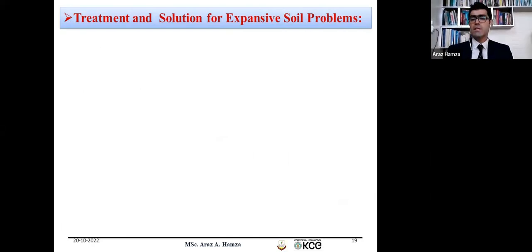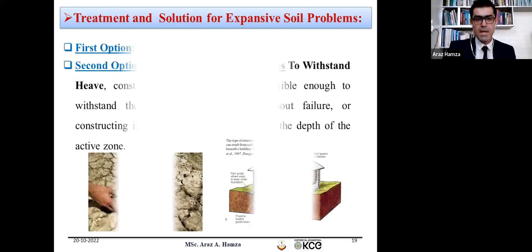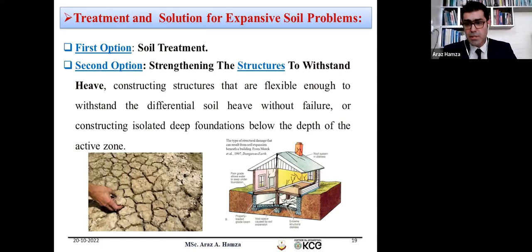Okay, now it's time to try to solve this problem. As a civil engineer, it is your responsibility to think about the problem, because the solution is our duty. How can we find a solution for such a problem? There are two options that we should think about. The first option is soil treatment. We need to make some treatment process for the soil.